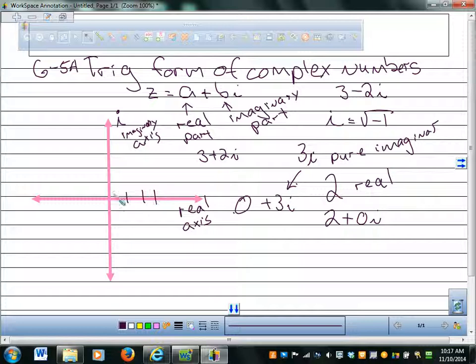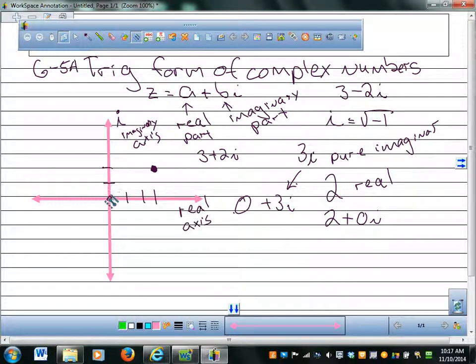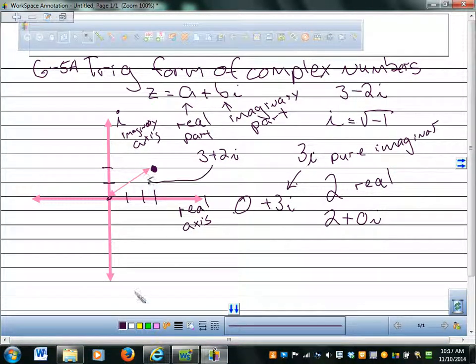1, 2, 3, and I'd go up 2 on the i-axis. So instead of this being y, it's i. So I would go over 3, up 2. I put a point there, and we kind of define these imaginary numbers as starting from 0, 0, originating at 0, 0 and going to that point. So they can be represented by a vector, going from 0, 0 to that point. So that would be 3 plus 2i over there.